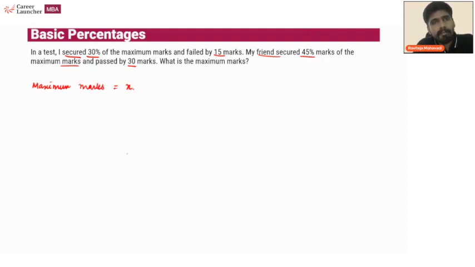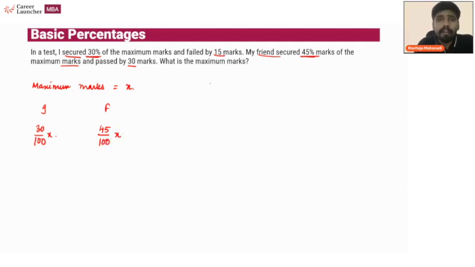So if the maximum marks is X, how much did I secure and how much did my friend secure? I secured 30% of maximum marks, so I secured 30 by 100 of X. How much did my friend secure? My friend secured 45 by 100 of X.